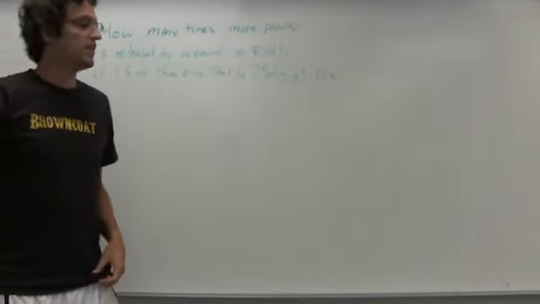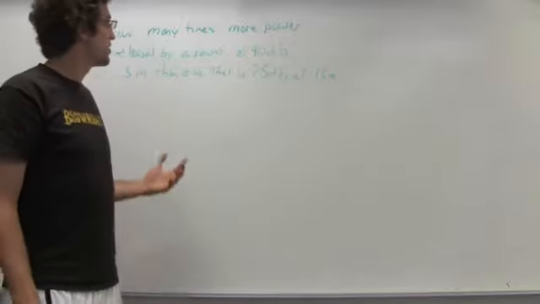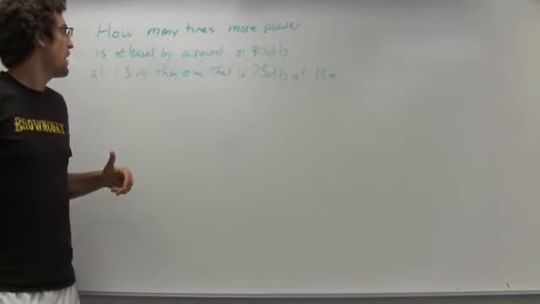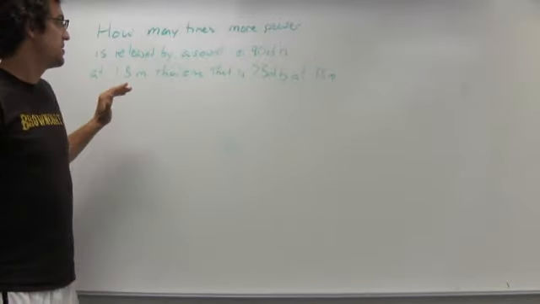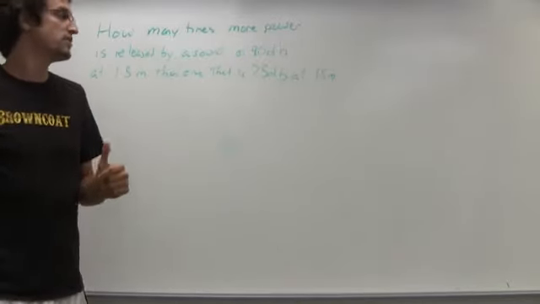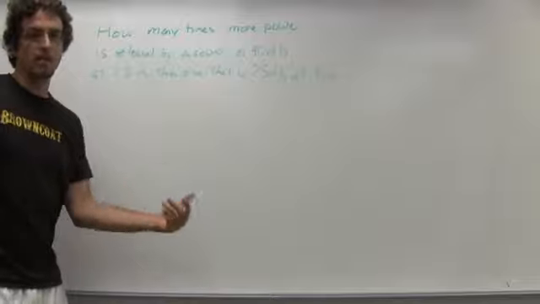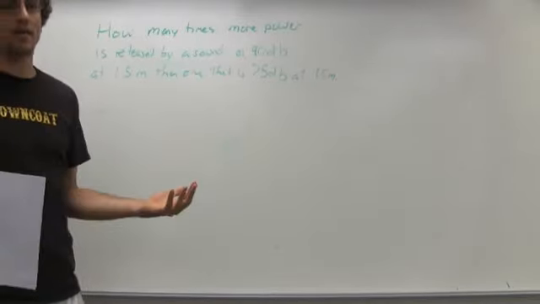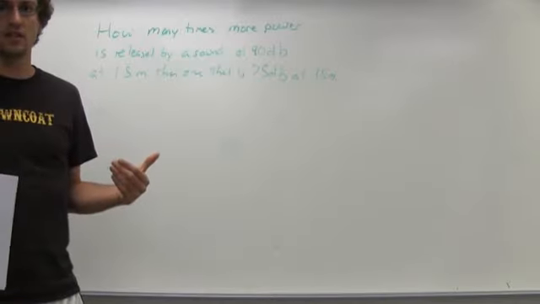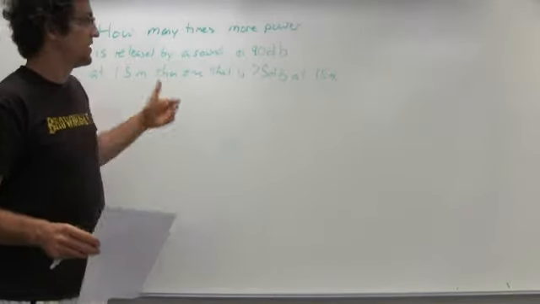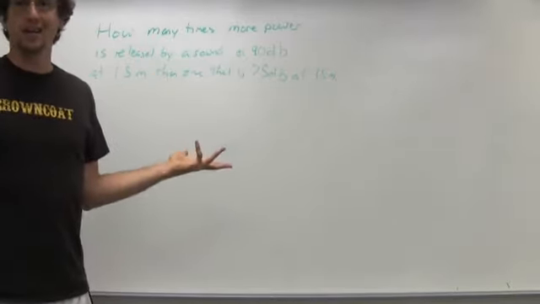All right, here we have a decibels and sound intensity / energy question. How many times more power is released by a sound of 90 dB at 15 meters than one that is 75 decibels at 18 meters? Now remember, decibels isn't an innate property of the sound, it's a property of a sound at a certain distance. So we have to specify the distances, otherwise it doesn't mean anything.